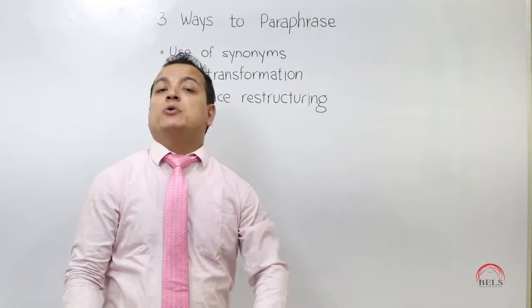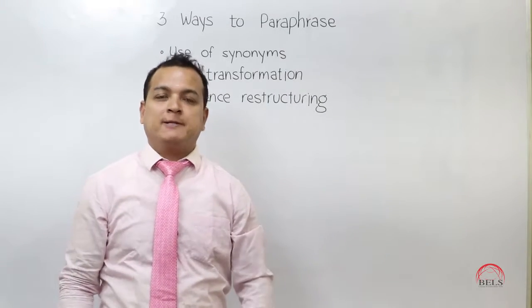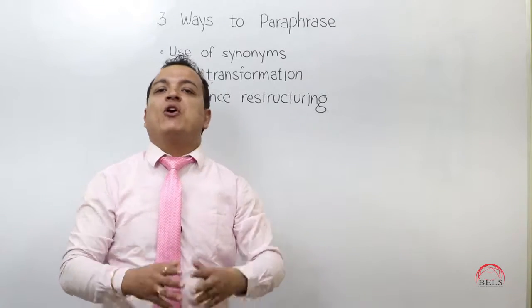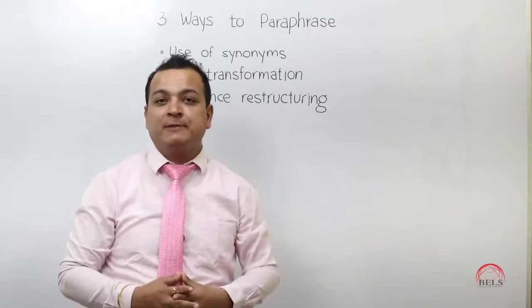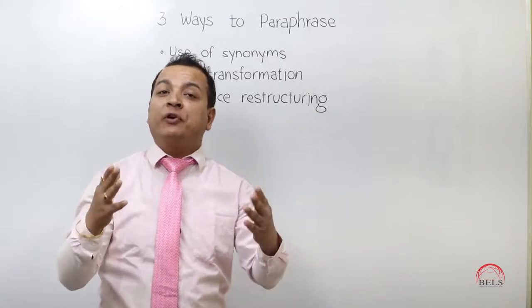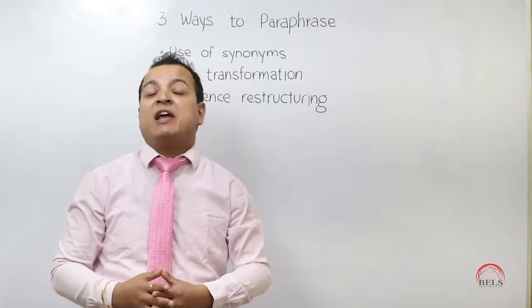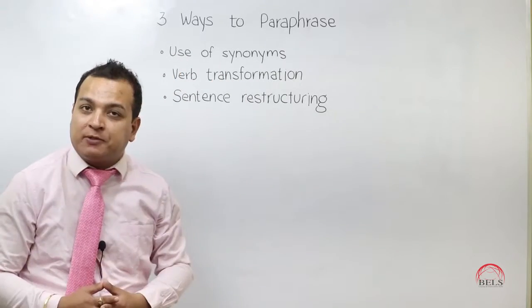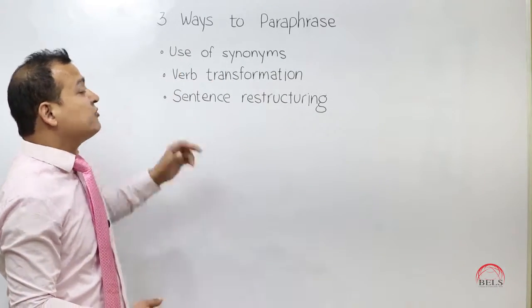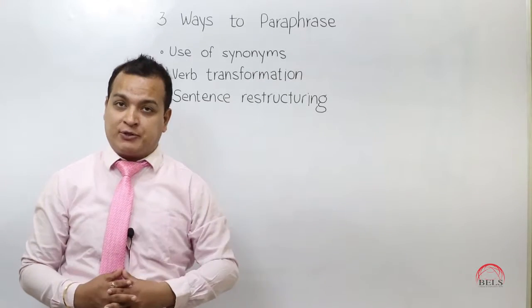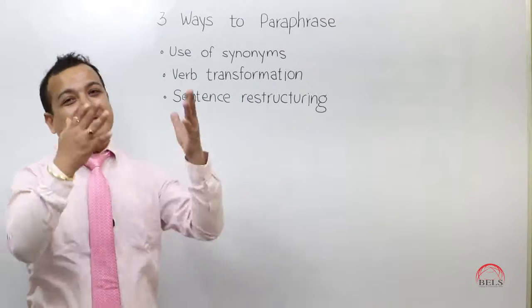Let's discuss how to use paraphrasing. In the IELTS introduction, using paraphrasing consists of a formula which you have to use. The formula is UVS. I have named it UVS. What is U? U stands for use of synonyms. And V stands for verb transformation. And third, S stands for sentence restructuring. Now I'm going to tell you what these three things are.